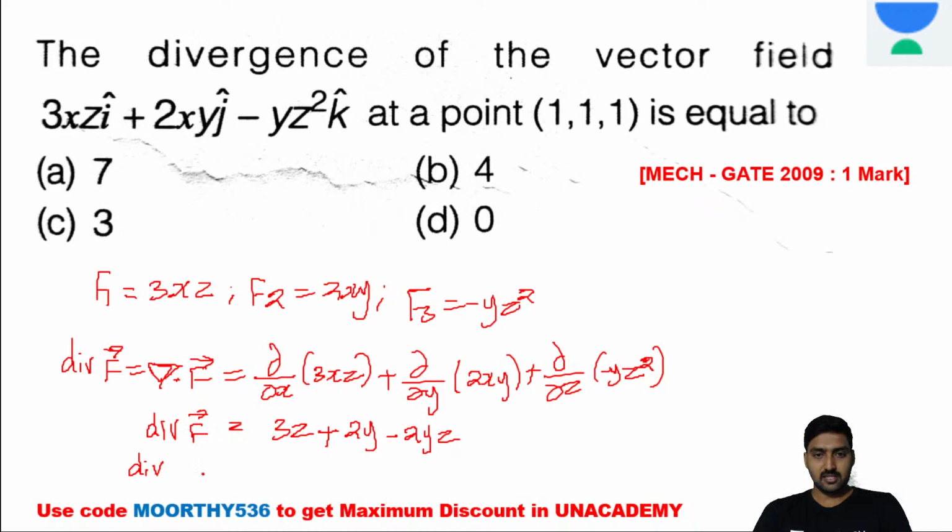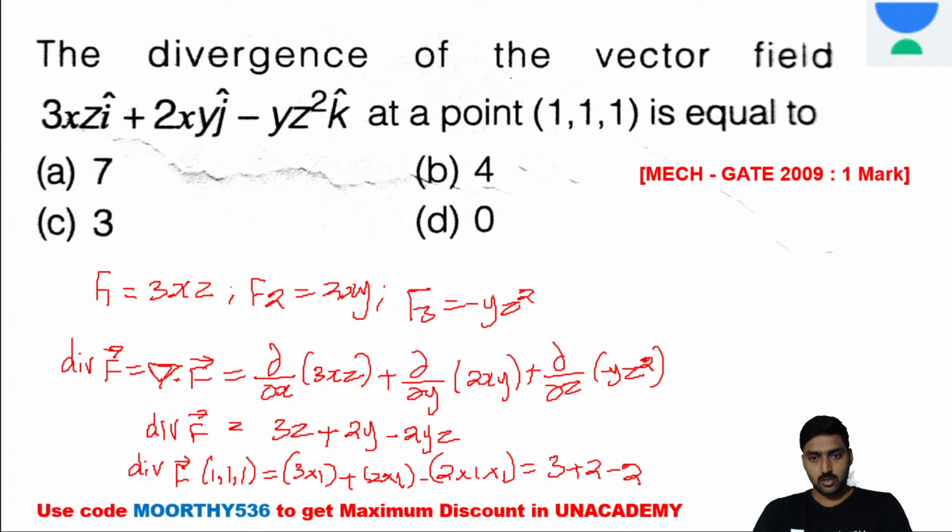Listen, I will explain. The point is 1, 1, 1, right? If you substitute, 3 into 1, z is equal to 1, plus 2 into 1, minus 2 into 1 into 1. It's equal to 3 plus 2 minus 2. Again it's equal to 3. For this question also the divergence of the vector field function is equal to 3. Option C, answer is equal to 3. Yes, very good sir, it's 3.